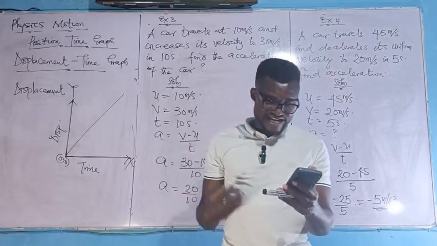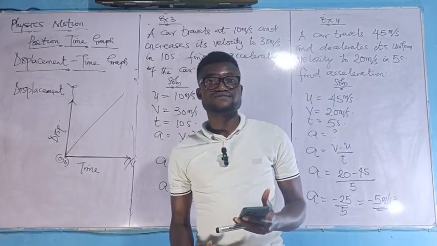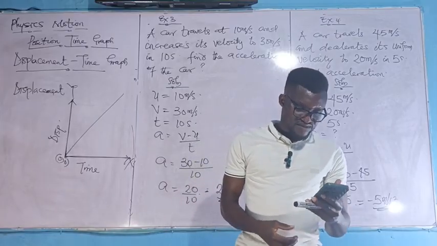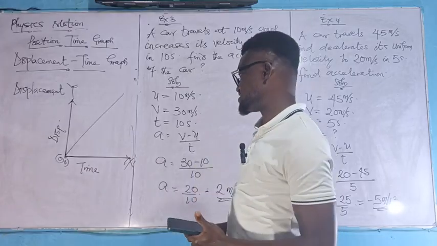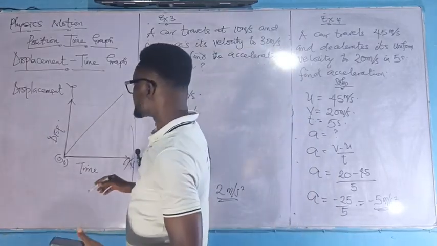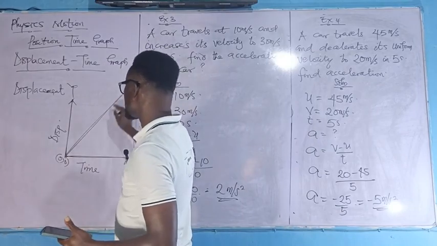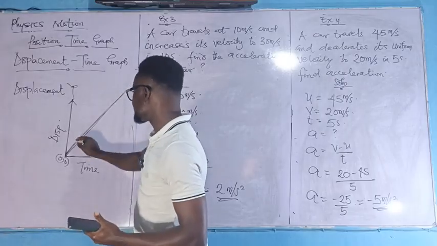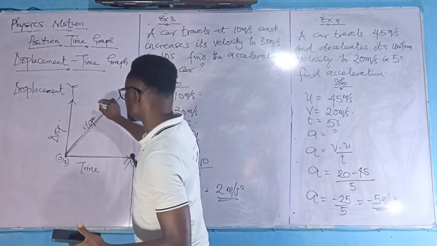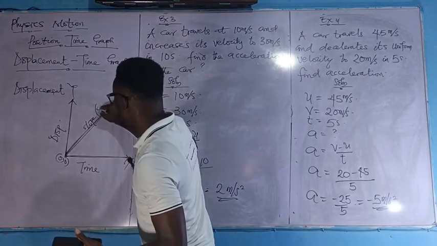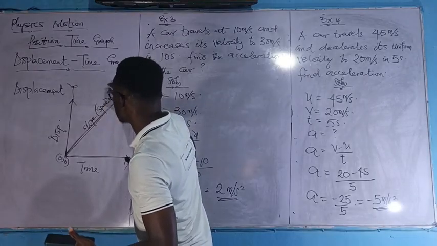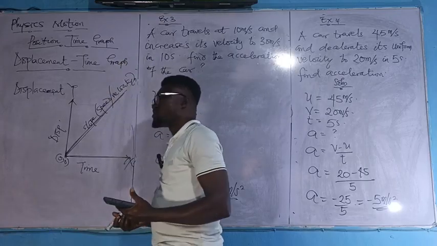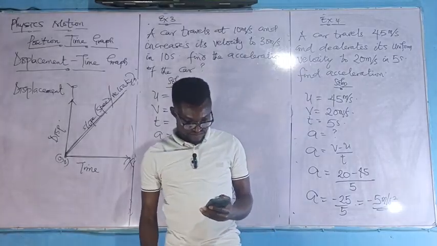Number 2. The slope of the graph represents the speed or the velocity of the body. This is the slope. So this slope represents what? The speed or the velocity of the body.